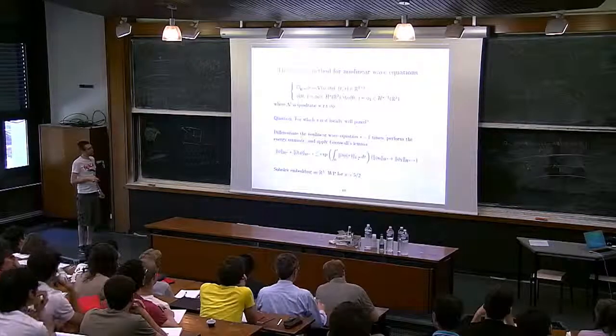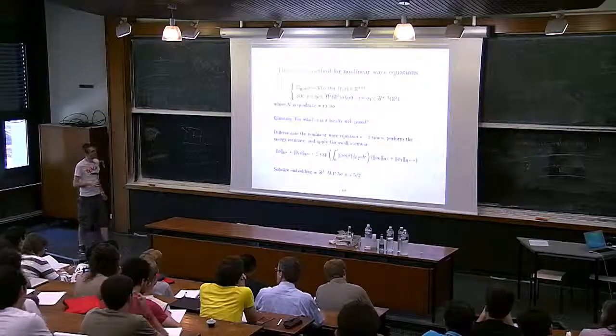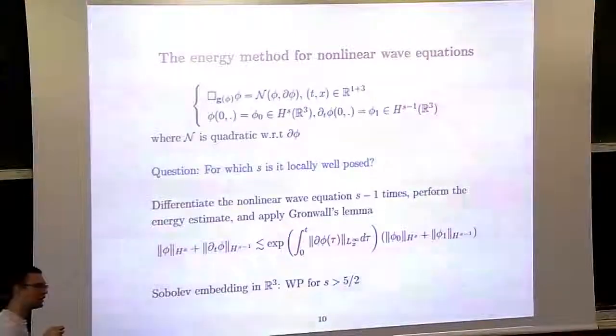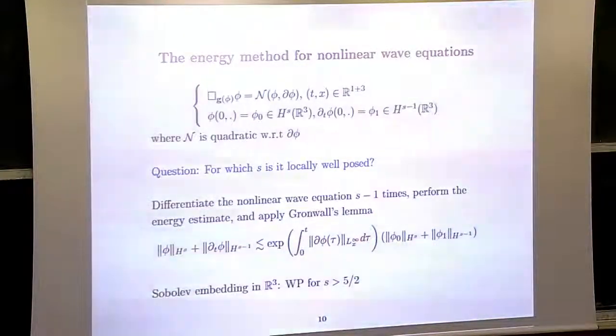So how do you proceed? First of all, we're using the energy method. Remember, you'd like to use the energy estimate in connection with commuting your equation with derivatives so that you get higher order energy estimates and not only control of first order derivatives. So I'm going to differentiate my equation s minus one times, and perform the energy estimate, as we've seen. And because I have a right-hand side, there is a last ingredient, which is that I want to absorb the right-hand side. So I'm going to use Gronwall's lemma, the same one that you use for ODEs.